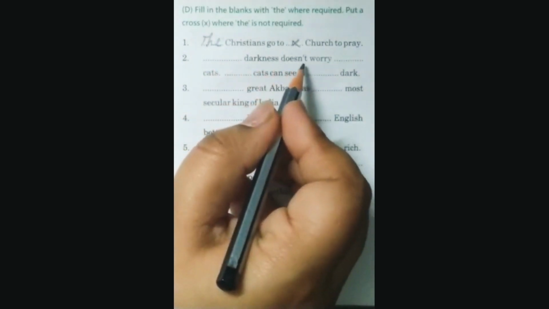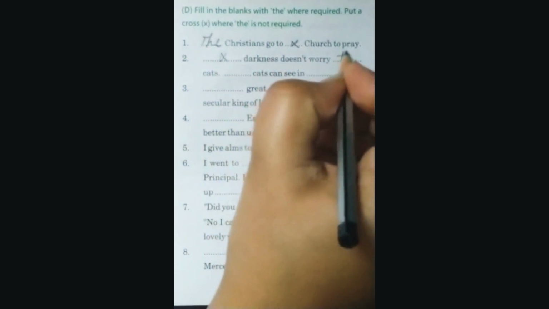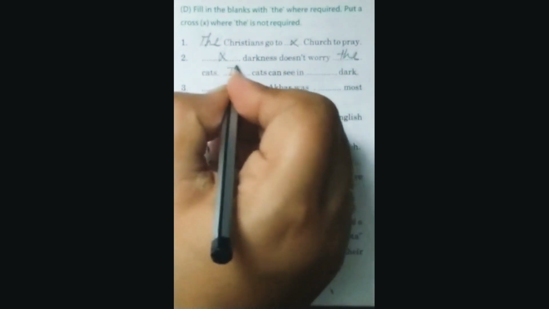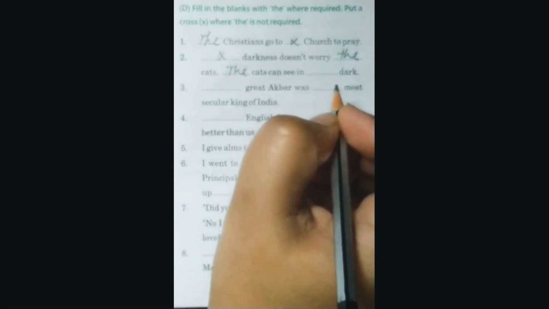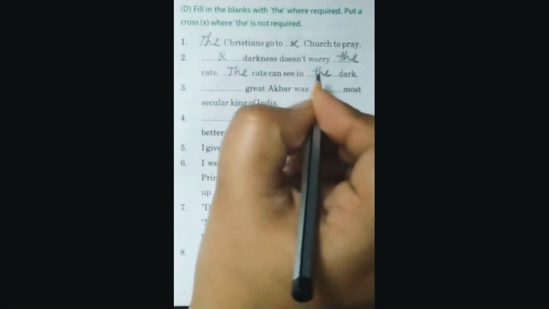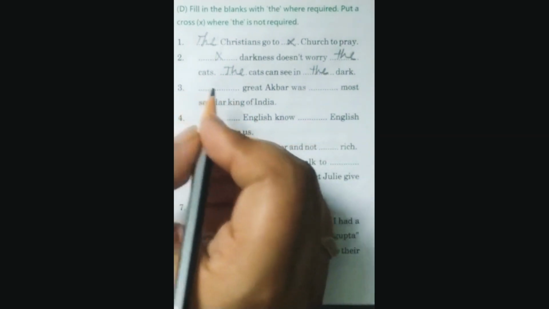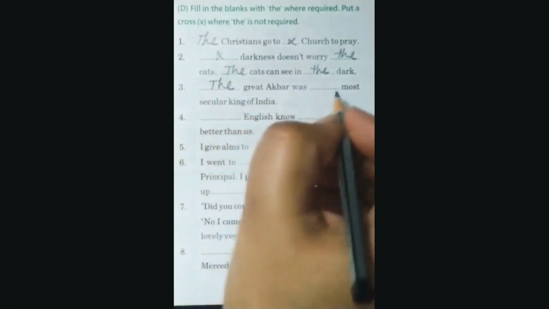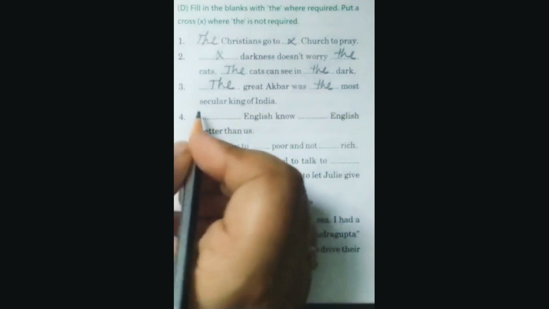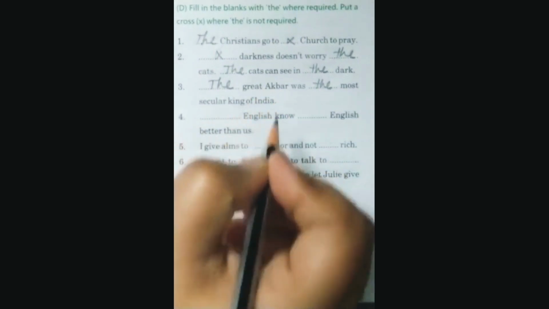Dash darkness doesn't worry the cats. The cats can see in the dark. Here it's particular and it's representing the whole class. That's why we use 'the'. The great: before titles we use 'the'. The great Akbar was the most... It's a superlative degree. We use 'the' before it. The great Akbar was the most secular king of India.